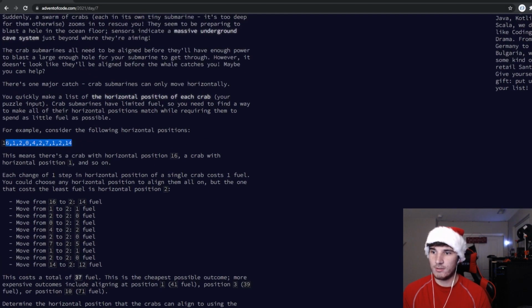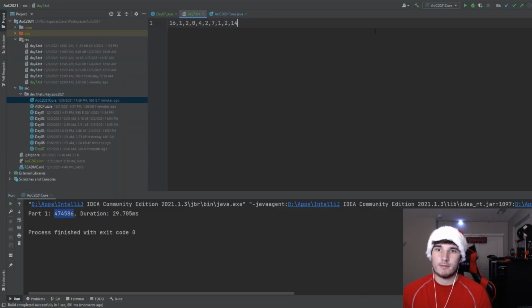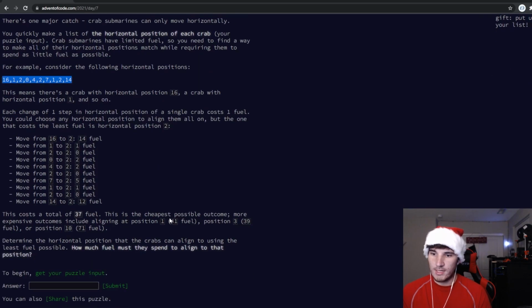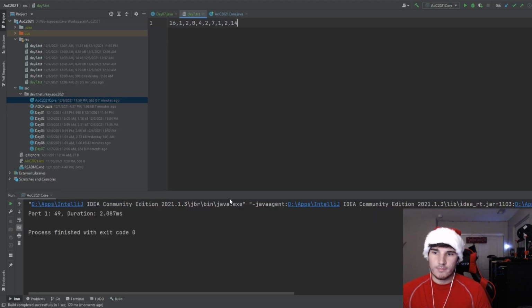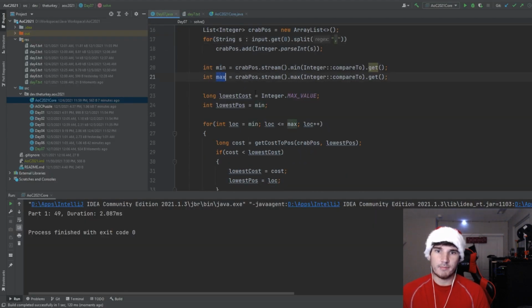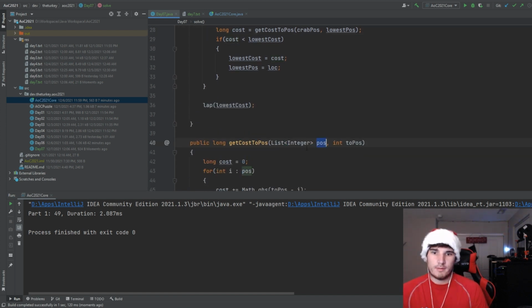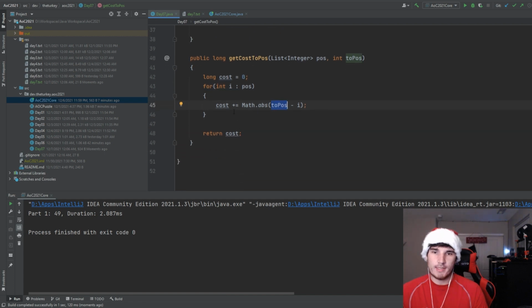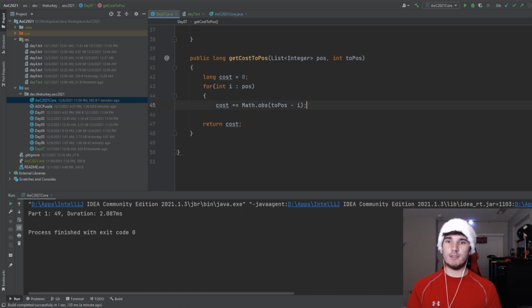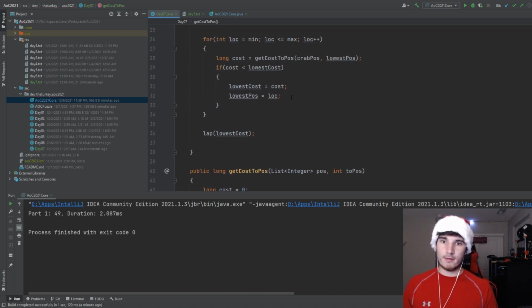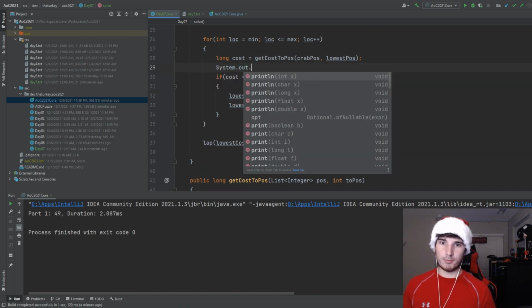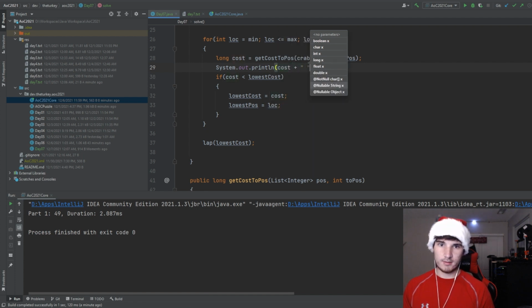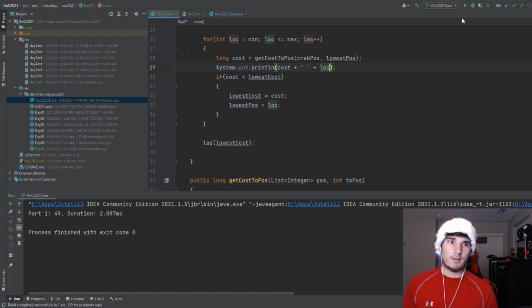Okay, let's use their input here. What do I get? 49. 37, close to 39. Min, max, that looks all right. I don't fully see the problem here. Let's just do a system out print line of cost plus location. What do we get with these?